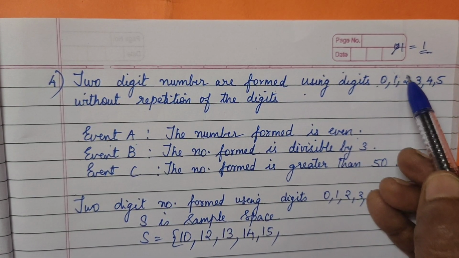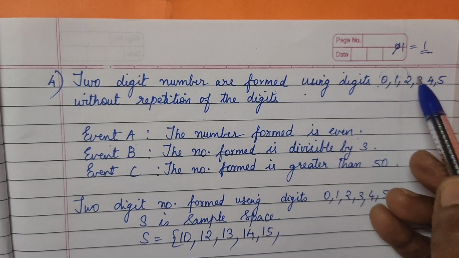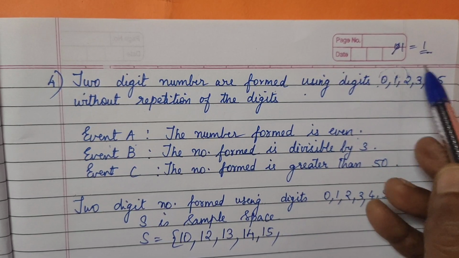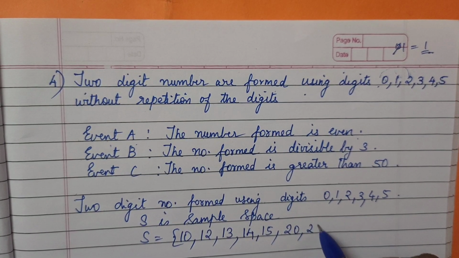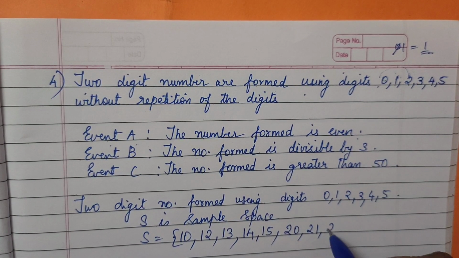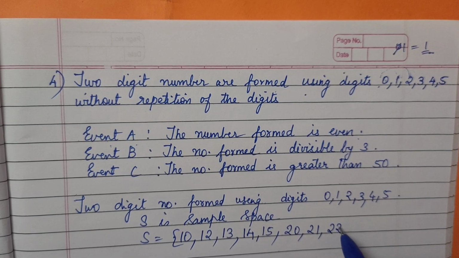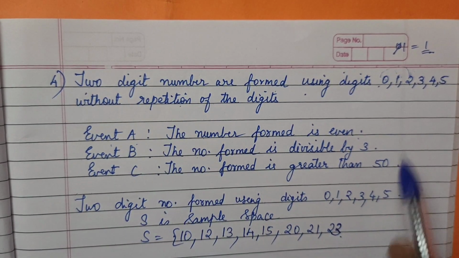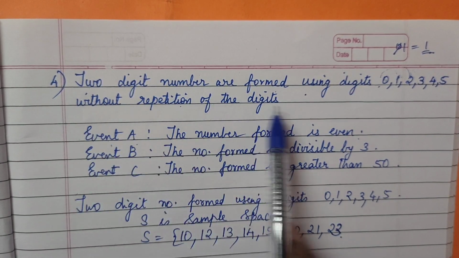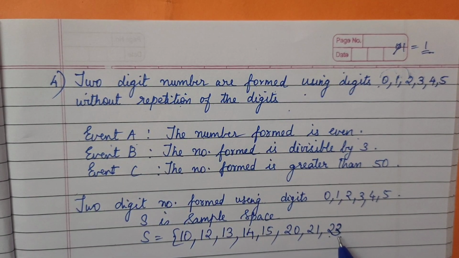Let's go for the 2. 2 0, 20, 21, 23, 24, 25. So similarly 2 0, 2 1, 2 2. Sorry, no 2 2. Sorry, 2 3. Because no repetition. If it is said no such conditions are provided, then you can use 22.